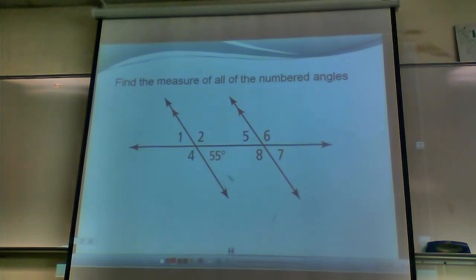Which angle are you getting if you do that? Angle 2? I'm not going to write out all of it, I'm just doing it here to show what you said. So you said do 180 minus 55 to get angle 2. What's 180 minus 55? 125. Okay.